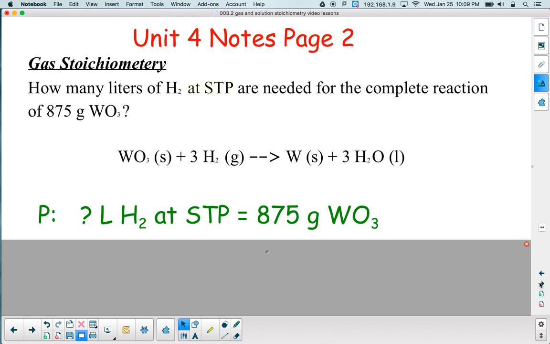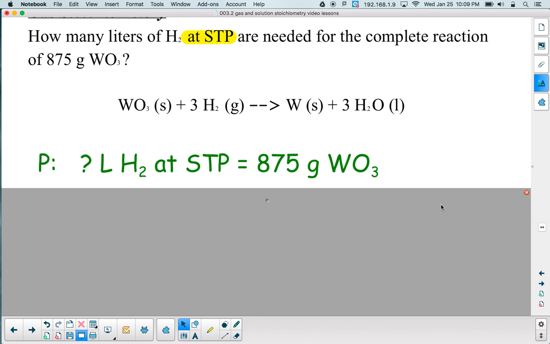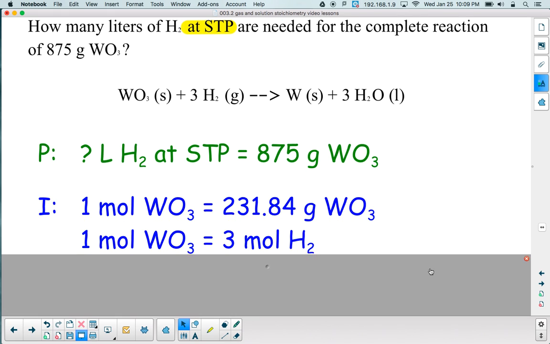Back on page 2 of your Unit 4 notes, we have a situation where we're at STP. We want to know how many liters of hydrogen at STP are needed for the complete reaction of 875 grams of a tungsten oxide compound. It is important in this particular situation that we're operating at standard temperature and pressure. Knowing that will make our lives a little bit easier.